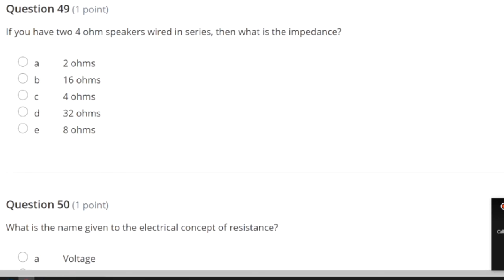Question 49. If you have 2 4-ohm speakers wired in series, then what is the impedance? A. 2 ohms, B. 16 ohms, C. 4 ohms, D. 32 ohms, or E. 8 ohms? If series, then higher. So 2 4-ohm speakers in series will provide an 8-ohm load.